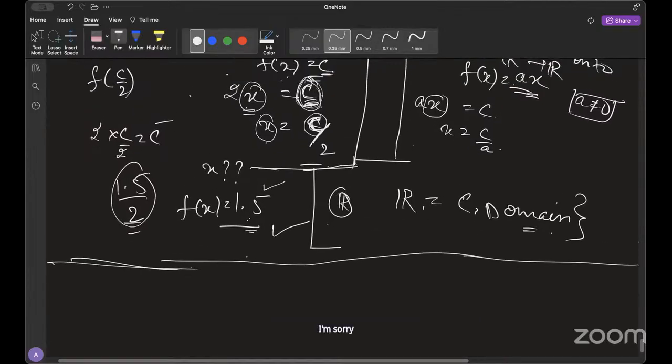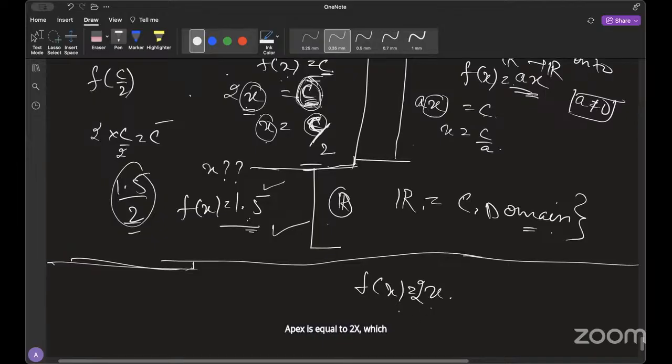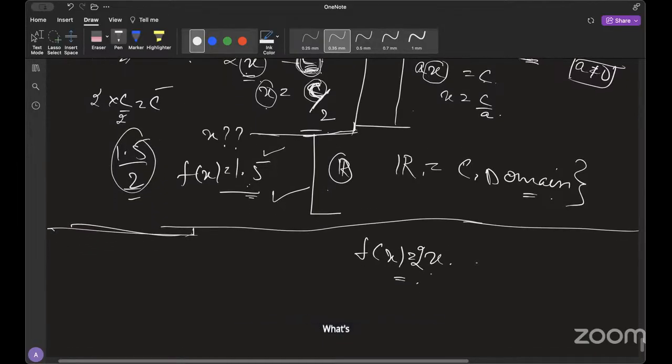Ma'am, sorry to interrupt. If we define the function f(x) equals 2x from natural numbers to natural numbers, then will it also be a one-one function? What's your question? Do you want to ask if it's a one-one function or not? If you define it for natural number to natural number, then yes, it is one-one.